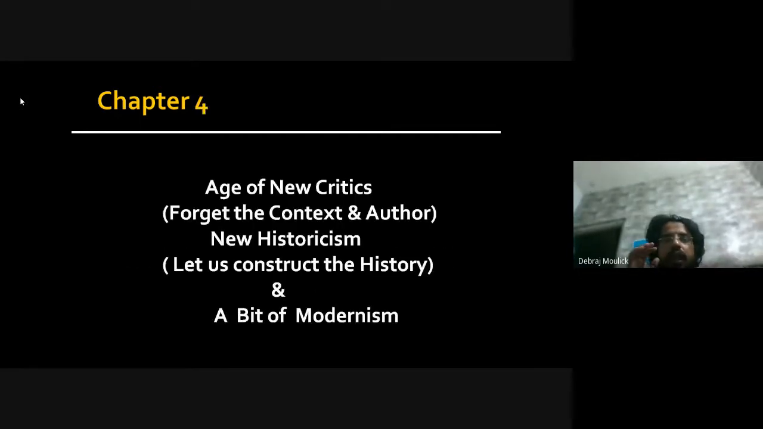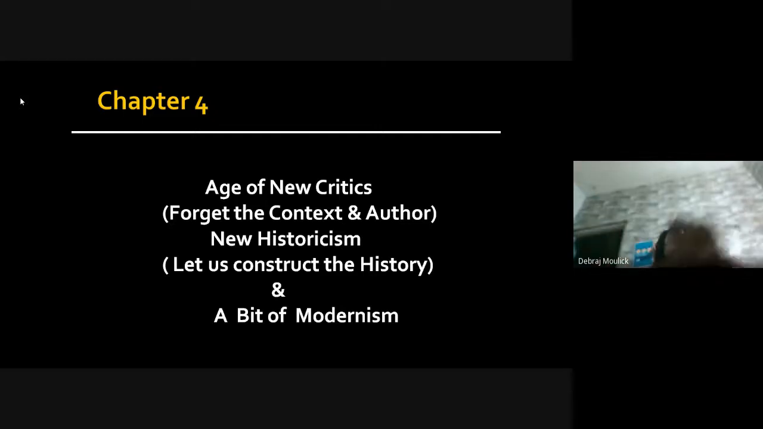For example, the new criticism, with new critics like F.L. Leavis. You are going to study the text, not the context of the author. What was the historical context? What is the psychological aspect of the author, or something like that? His personal life doesn't matter. We're going to study the age of new critics.